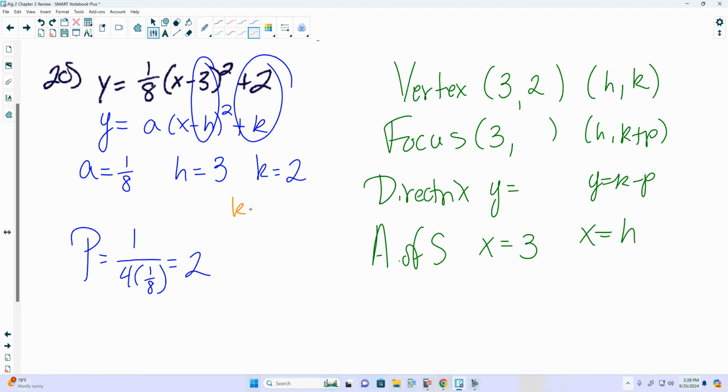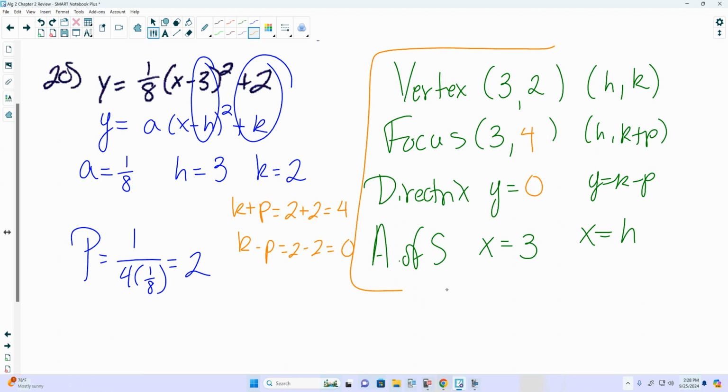The only thing we need to calculate is what? K plus P and K minus P. Well, K plus P would be 2 plus 2, 4. So the focus is 3, 4. K minus P, 2 minus 2, is 0, so the directrix is y equals 0. That's it. Questions on this here? We're ready for the next one.